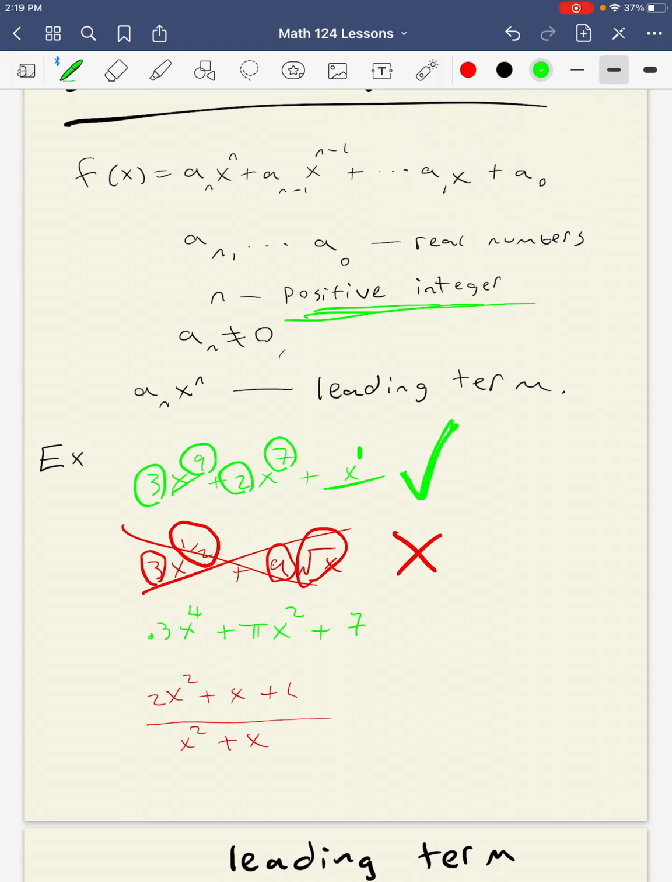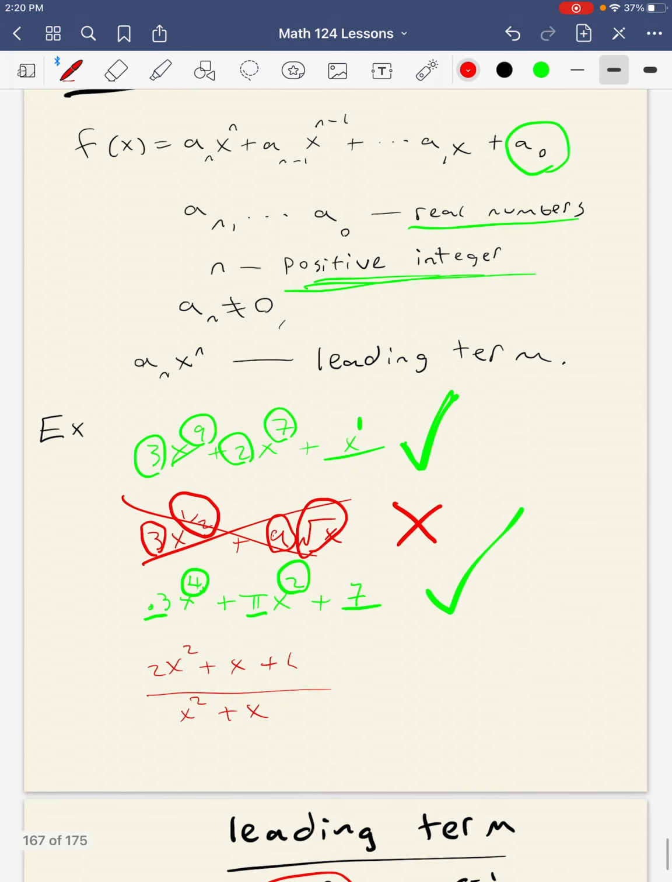It's fine to have a decimal as the number being multiplied to x, as long as it's just a real number. So this is fine, this is good. And it's okay for the last term to just be a number without an x. So this is a polynomial.